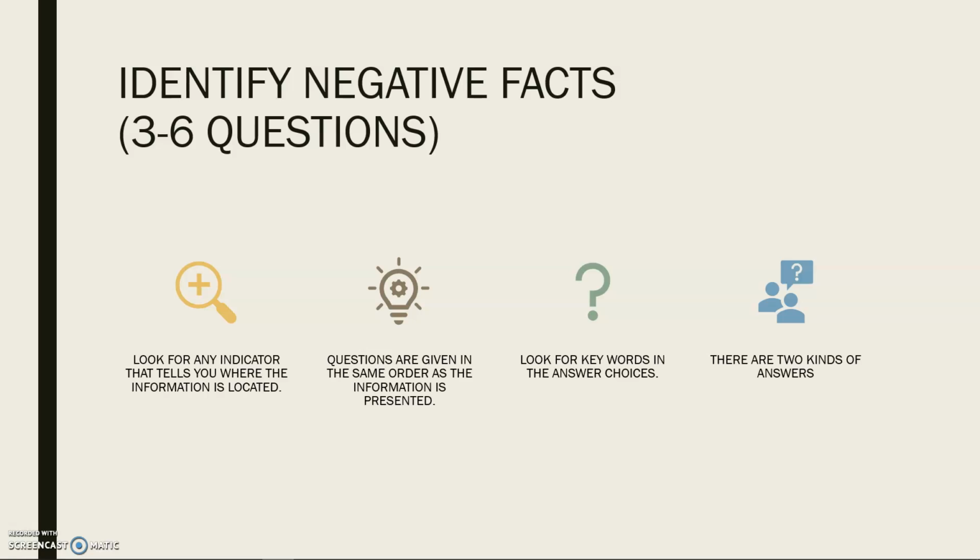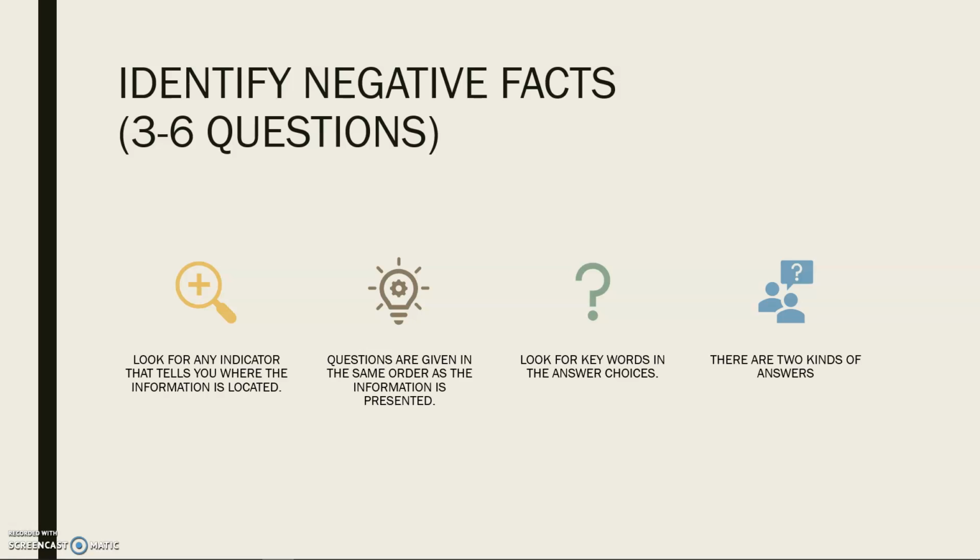Questions are given in the same order as the information is presented. Look for keywords in the answer choices, and there are two kinds of answers. First, you have to remember that the questions are generally given in the same order as the information is presented in the passage. This means that the information to answer the second question would probably be found after the information used to answer the first question.